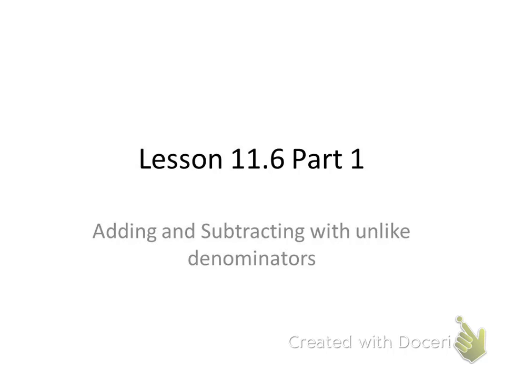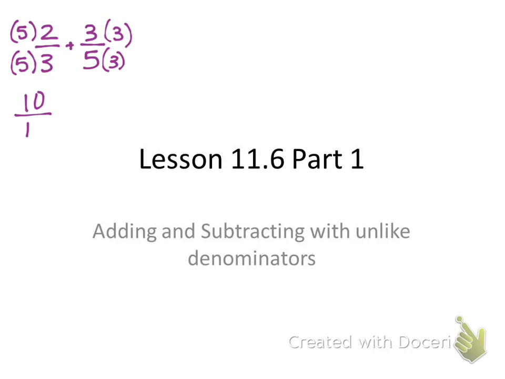But if I were to give you this one, 2/3 plus 3/5, what is the number that 3 and 5 will both go into? Well, I know 3 can't go into 5, and 5 can't go into 3. So I say, all right, what about 15? Then I multiply 5 on this fraction and 3 on this fraction. Basically, we're just multiplying them by each other. So 10 over 15 plus 9 over 15 equals 19 over 15. Okay, so that's just a quick review back to elementary school of how we got common denominators.